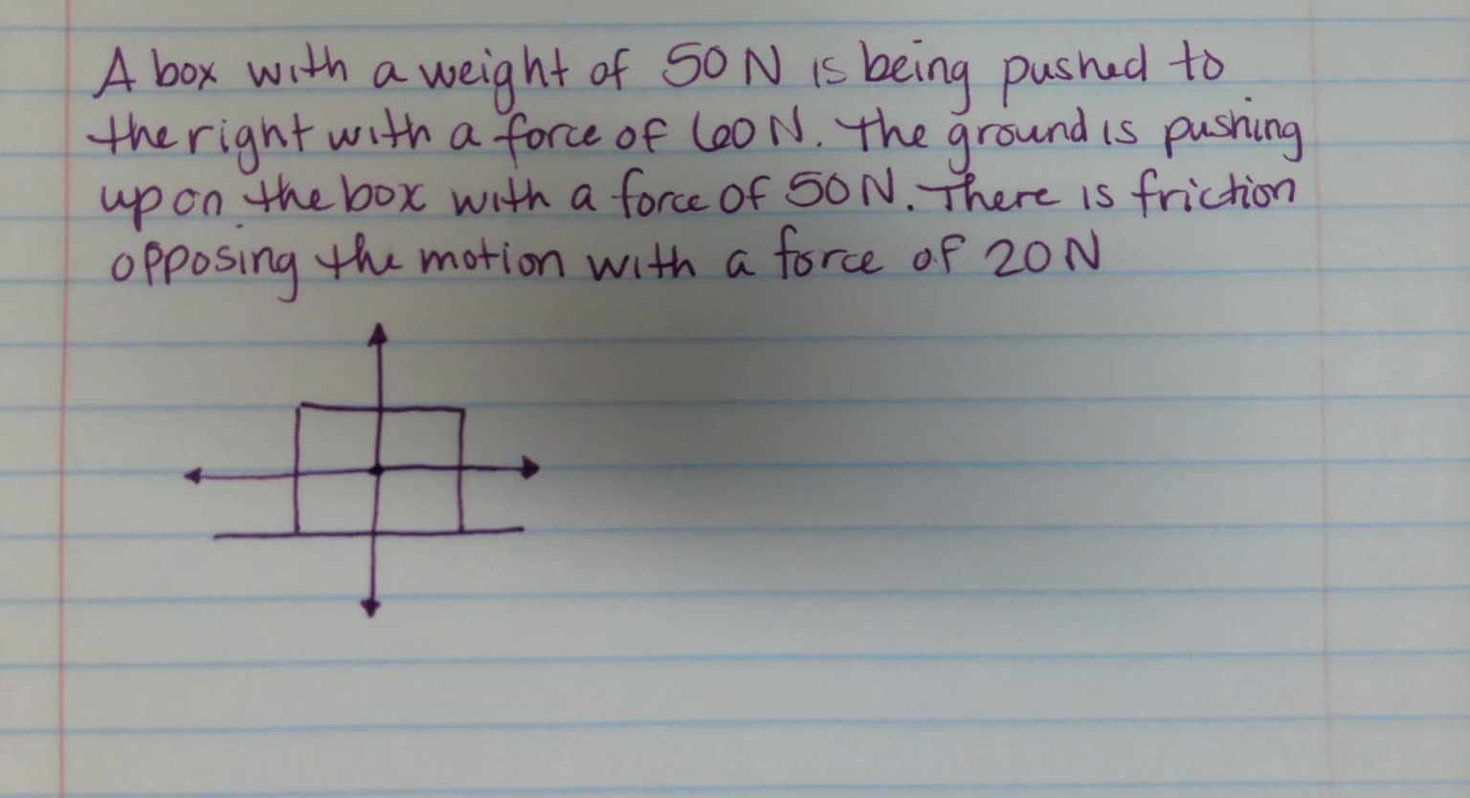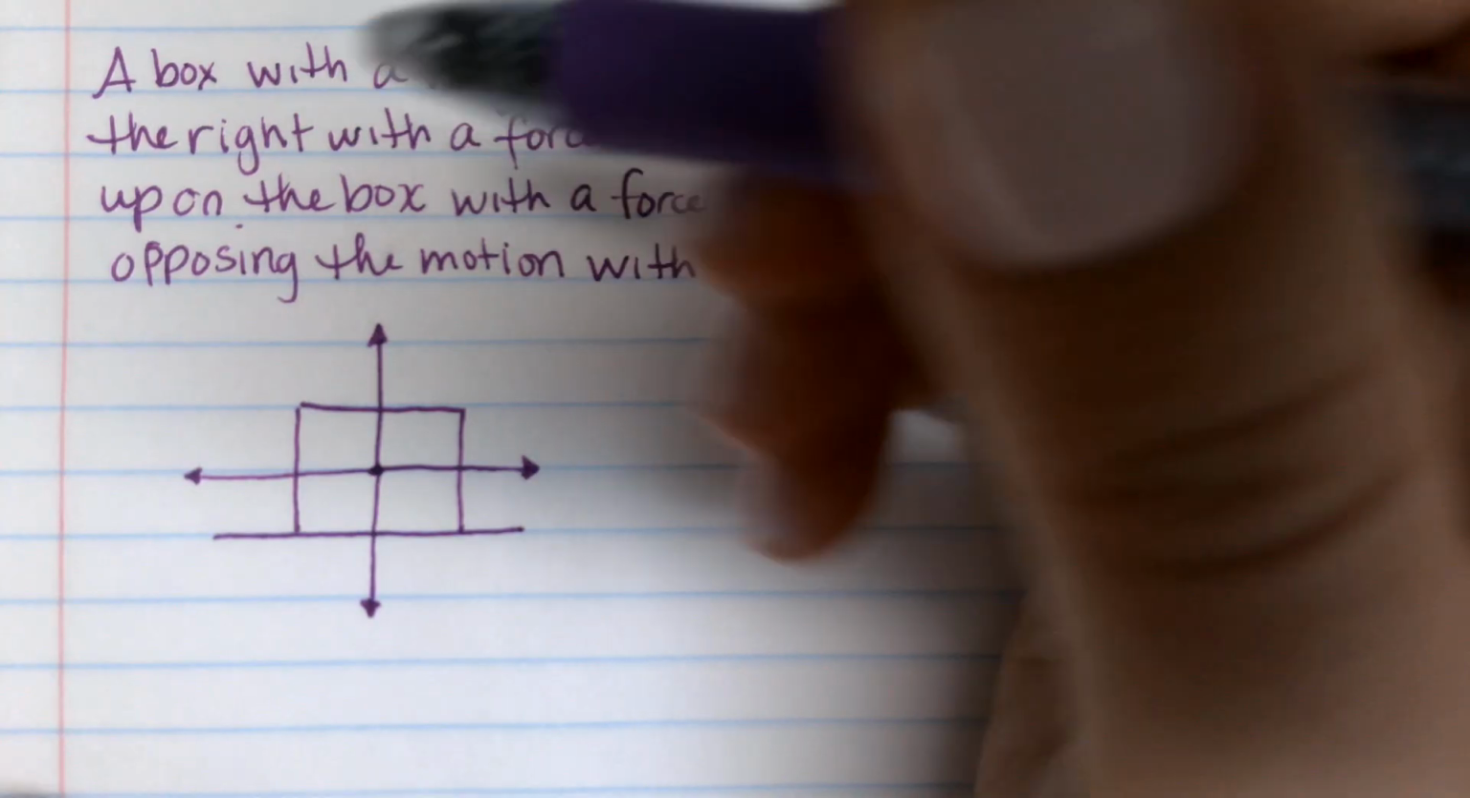All right, here we have a second example. A box with a weight of 50 newtons is being pushed to the right with a force of 60 newtons. The ground is pushing up on the box with a force of 50 newtons, and there is friction opposing the motion with a force of 20 newtons.